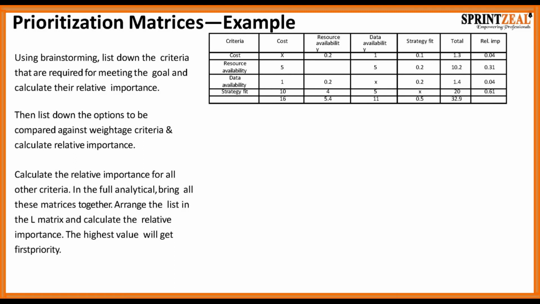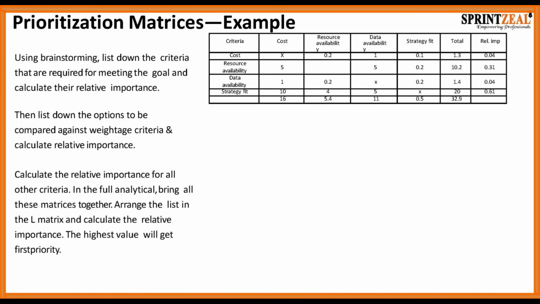Now, in terms of cost and resource availability, I'm going to put that as a 0.2, and then I'm going to use cost and data availability as 1. Cost and strategy fit is 0.1. We're going to add all of those together, and that's going to get us to 1.3 with a relative importance of 0.04.